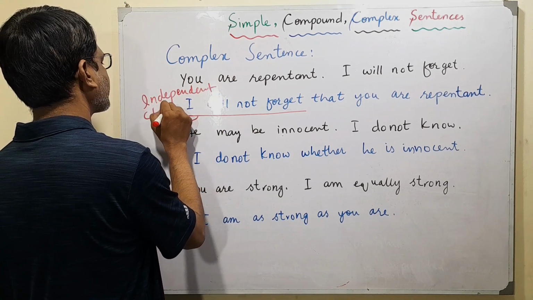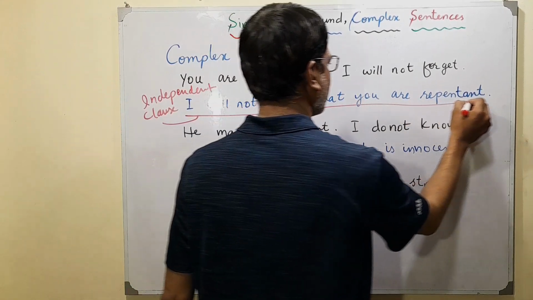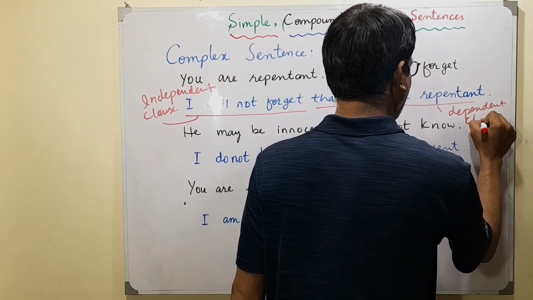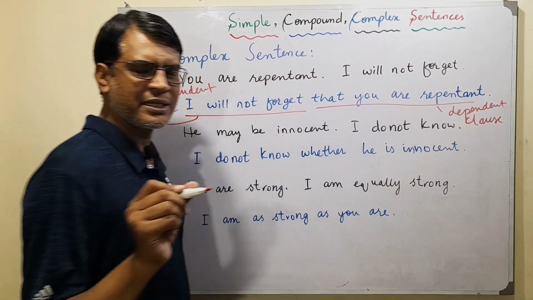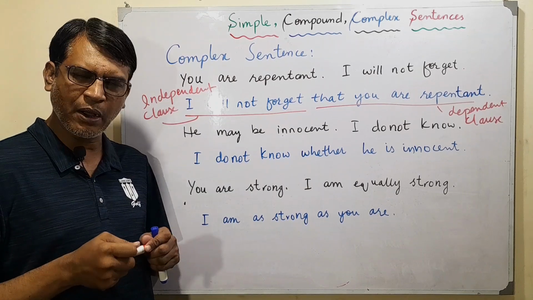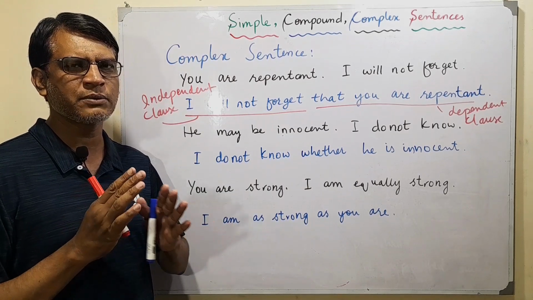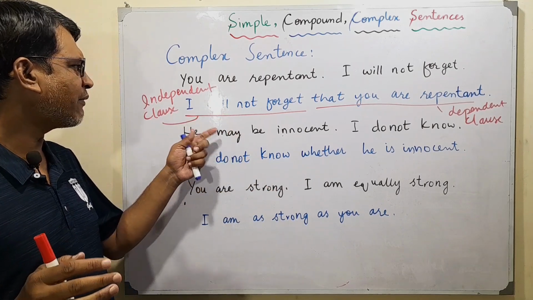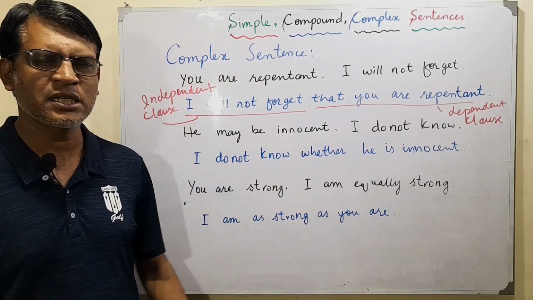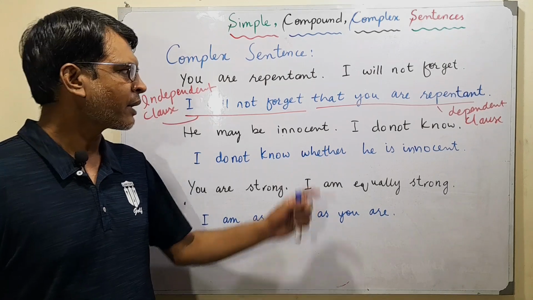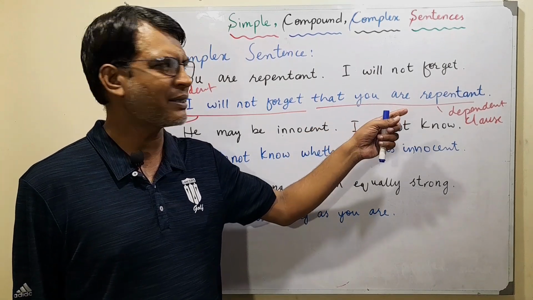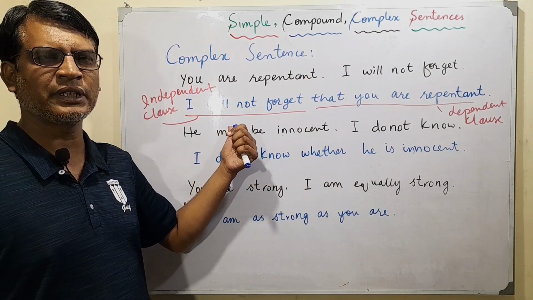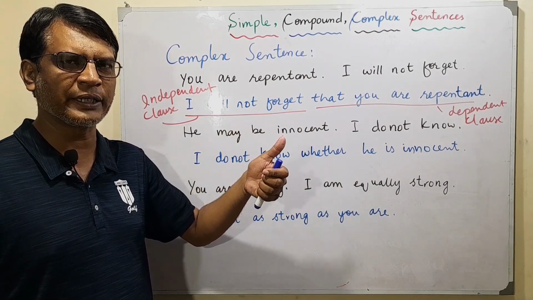Okay, and that part is called dependent clause. Now, this is the difference between a compound or a complex sentence. In a compound sentence, both pieces are independent clauses. But in this, like, "I will not forget", okay, that's fine. "That you are repentant." This piece needs to be with this one. Then we can understand the full meaning.